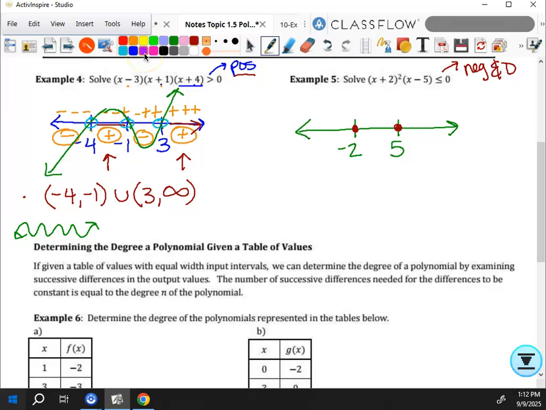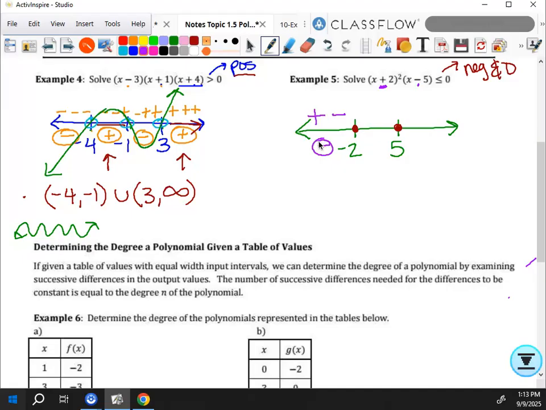So between -infinity and -2, I could pick -3. -3 plus 2 is negative, but I'm going to square it. So no matter what I put in here, the output's going to be positive, right? So that first one's going to give me a positive no matter what. I put -3 in here. -3 minus 5 is a negative number. So positive times negative is negative overall. Okay, everybody okay with that?